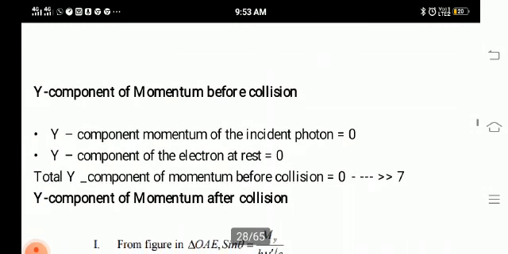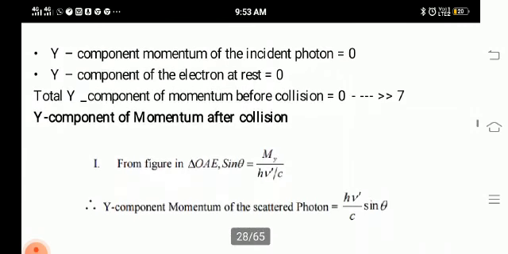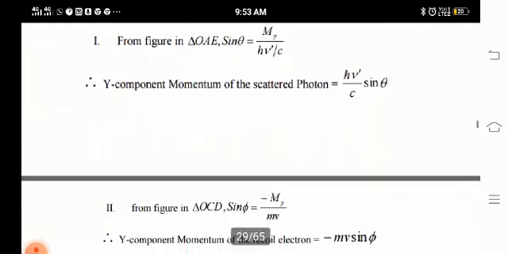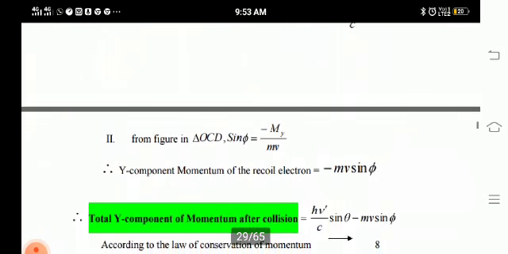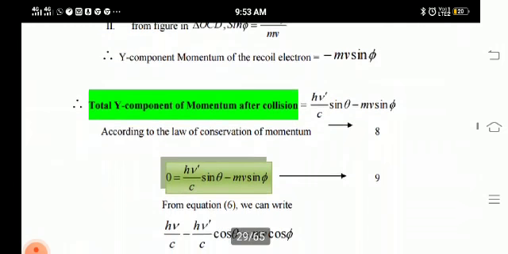Momentum along the y-axis before collision is totally 0 for the incident photon as well as the electron. Next, we have the momentum after collision in the y direction: for the scattered photon we have h nu dash by c sin theta, and for the recoil electron it is minus m into v sin phi. So adding this, we get the total momentum along the y-axis: h nu dash by c sin theta minus m into v into sin phi. According to the law of conservation, we can equate equations 7 and 8.